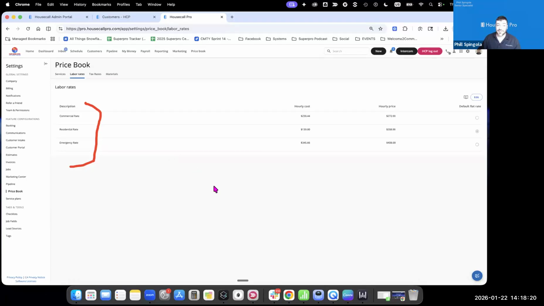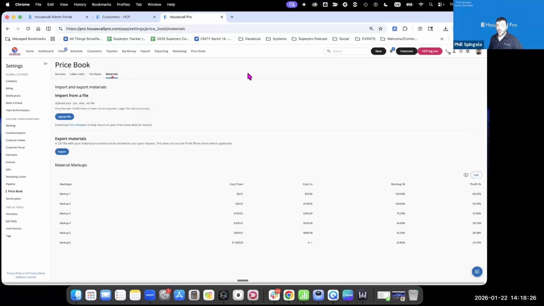Before we go back to the service, there's just one other thing I want to mention. If we go over to materials, we have this material markups feature, and this is also very useful if you are using flat rate. You could also use it for time and materials. Basically, it tells the system that any of our materials that are in the first markup, between a penny and $50, we're going to mark up 150% so that you can get 60% profit.